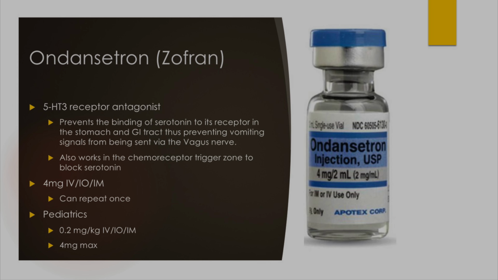Adult dosing is 4 milligrams IV, IO, or IM, and it can be repeated once if needed. Pediatric dosing is 0.2 milligrams per kilogram IV, IO, or IM with a maximum of 4 milligrams. Zofran is generally well tolerated and doesn't carry the same sedation risk as promethazine, which is why it's commonly used as a first-line antiemetic in many EMS systems.